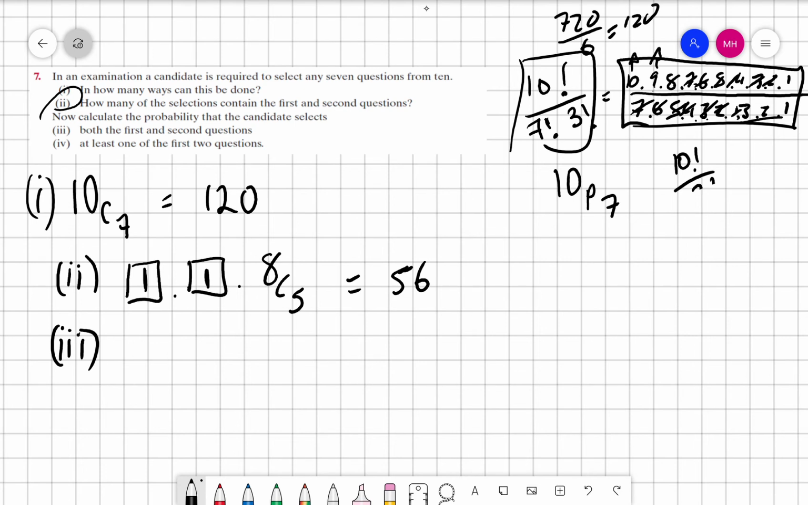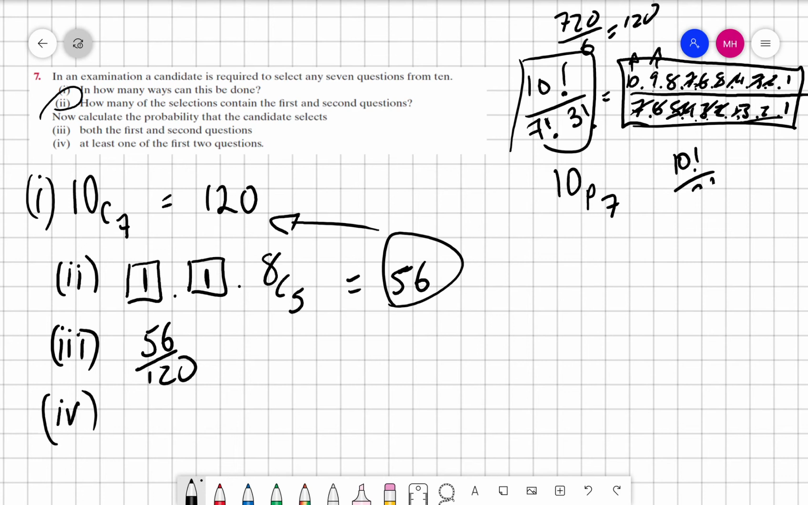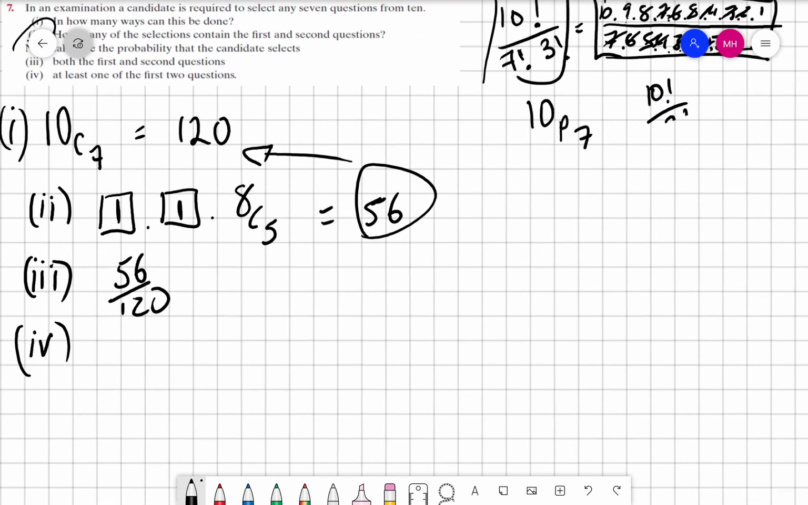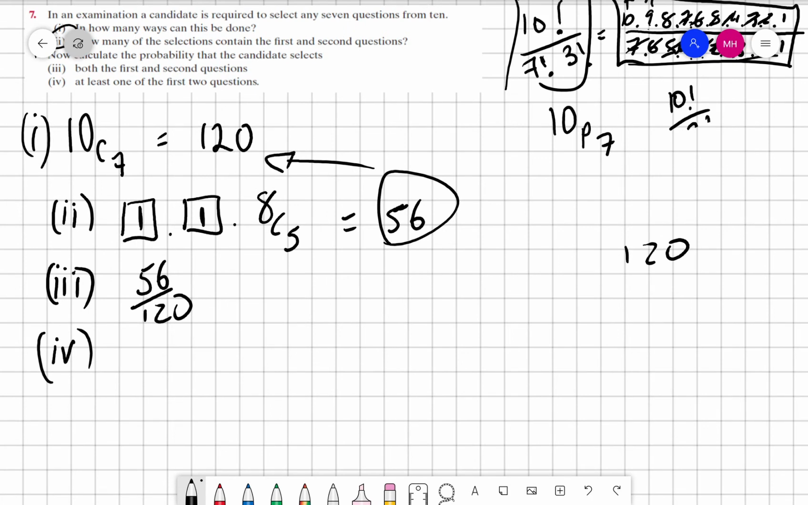And the next part, now calculate the probability that the candidate selects both the first and second question. So this is going to be this over this. There's 56 ways that they can select both the first and second question. The last part, at least one of the first 2 questions. There's 120 ways that they can choose 7 questions from 10. Just think about this for a second. 56 of them are going to contain the first and second question. So that leaves us with 64.